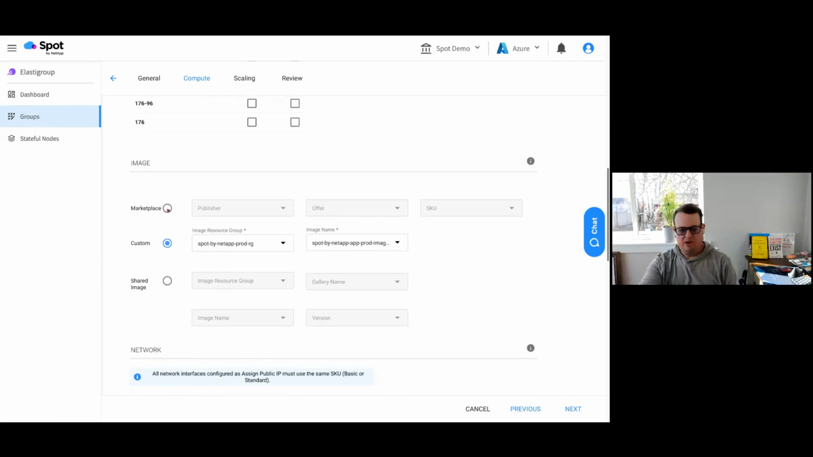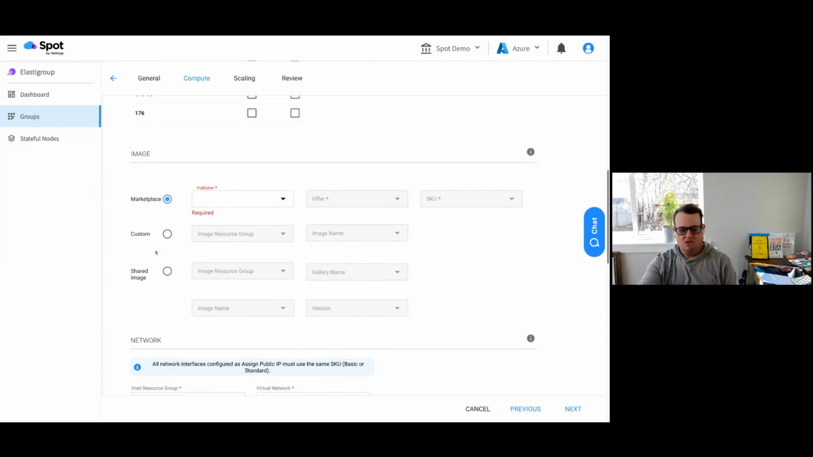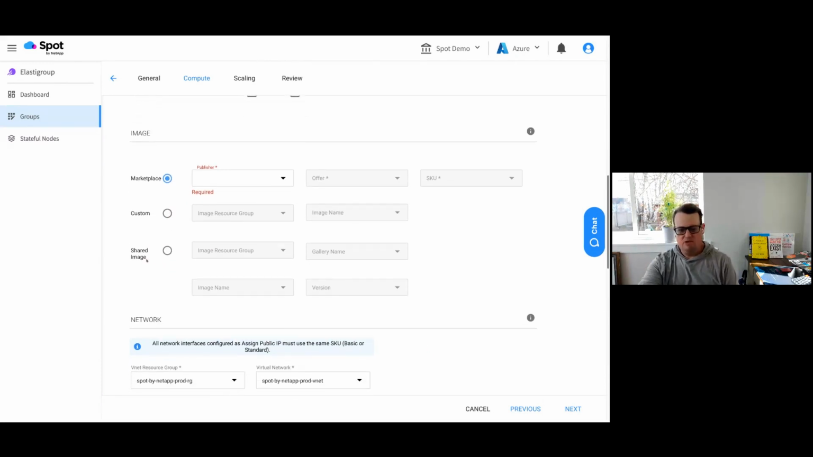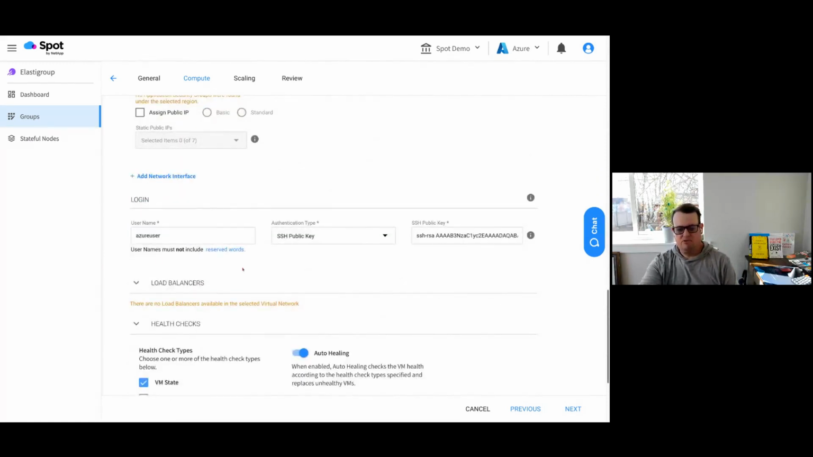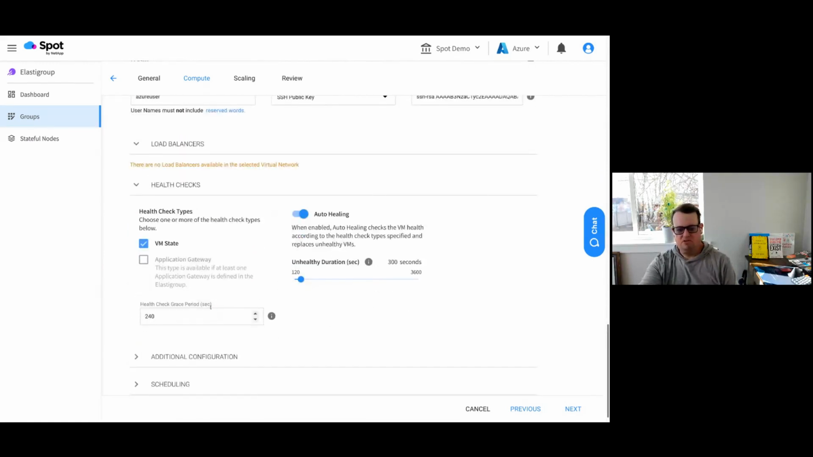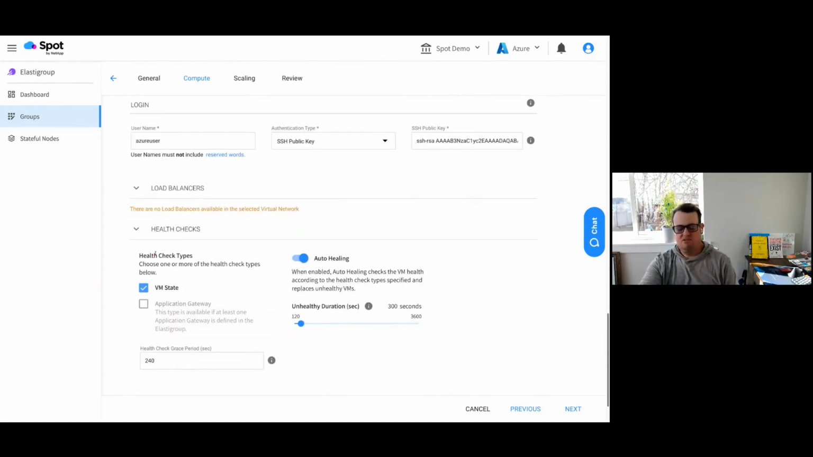This is where you can pull in marketplace offers specific from publishers. You can set custom image resources. You can select your shared images, and you can set all of your networking infrastructure, including your login information, through our portal. Again, making it easier to navigate and identify what you're trying to do without having to go around all of the blades inside of the Azure console.